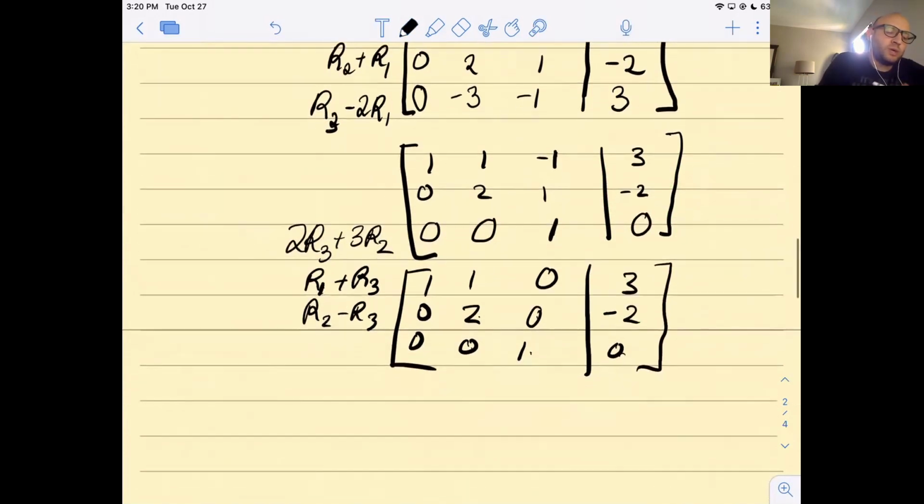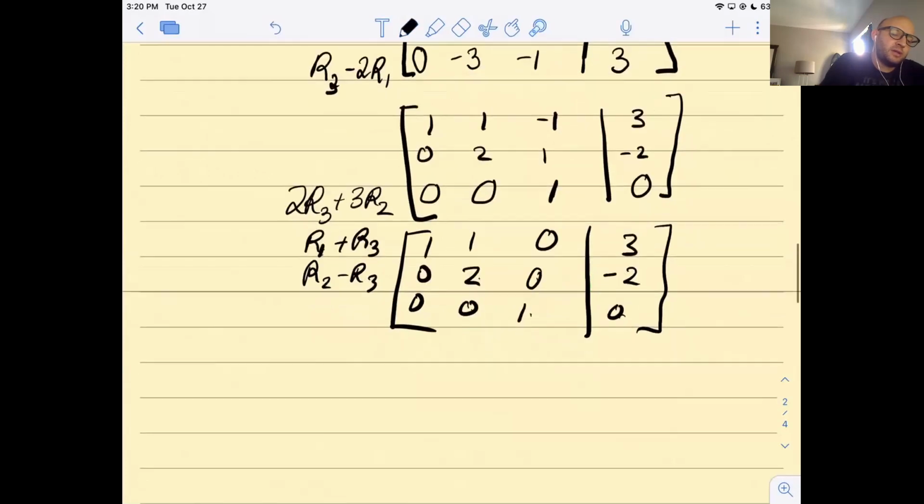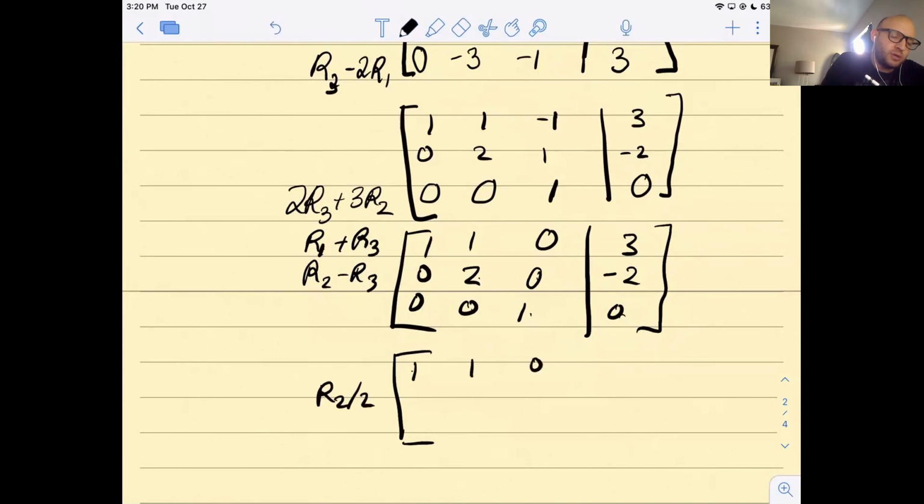We want to get all ones in here. And now I feel comfortable turning this into a pivot of 1. You could have done it earlier. You don't need to wait until this step to do it. But now I like it because I don't need a fraction anymore. This is 2, -2. I can just divide that row by 2. So I can do R2 divided by 2. So when I have 1, 1, 0, 0, 1, 0, 0, 0, 1, I'm almost there. This would be 3, -1, 0.